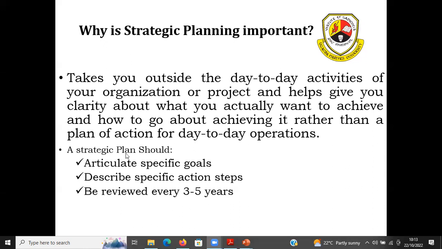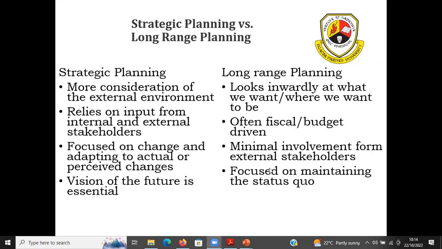So the strategic plan should be able to identify specific goals. You identify and articulate them. You should be able to describe the specific actions you need to take to achieve those specific goals. Then it should be reviewed every 3 to 5 years, depending on the expiry date of your strategic plan.